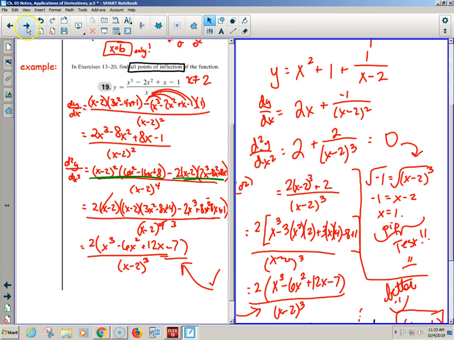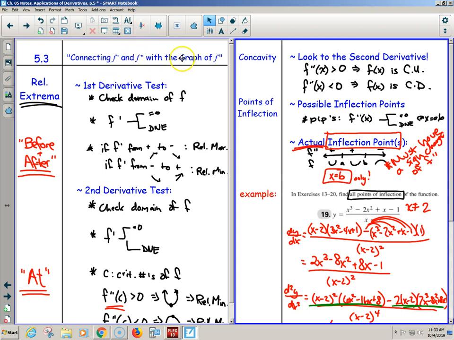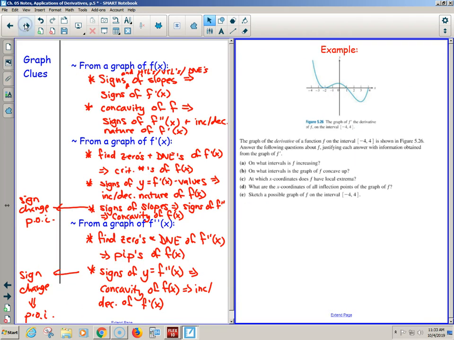Okay. To that end, wait a minute, what section are we in right now? Graphing f prime, f double prime with a graph of f. Maybe it's not relative extrema. Am I crazy? I don't know why I wrote that down. Oh, relative extrema is where it starts. Oh well, points of inflection is what we were just talking about.